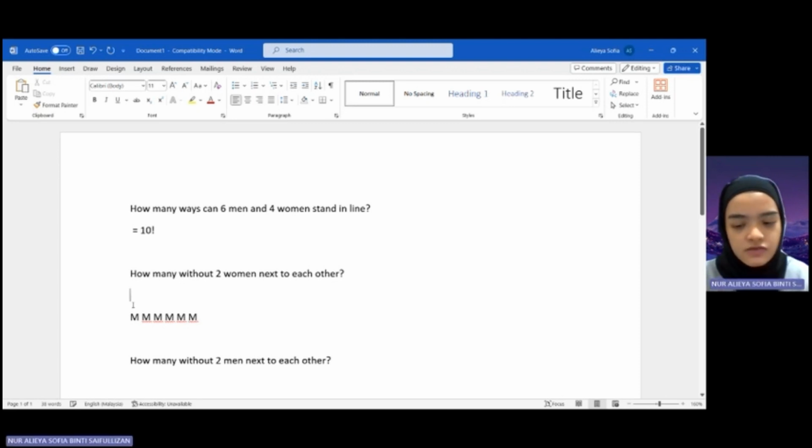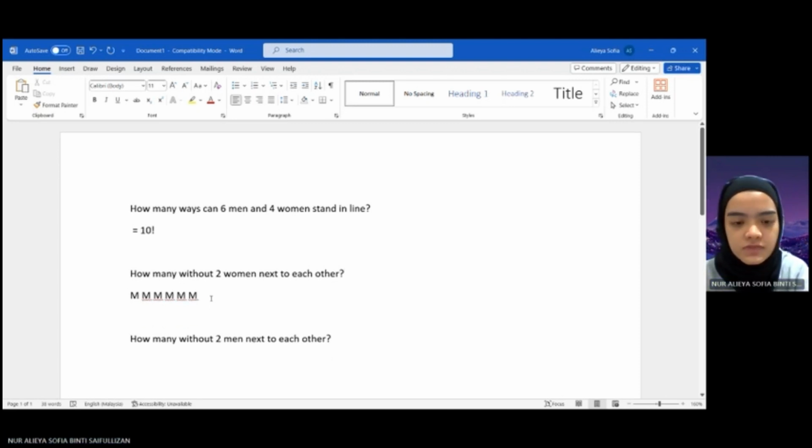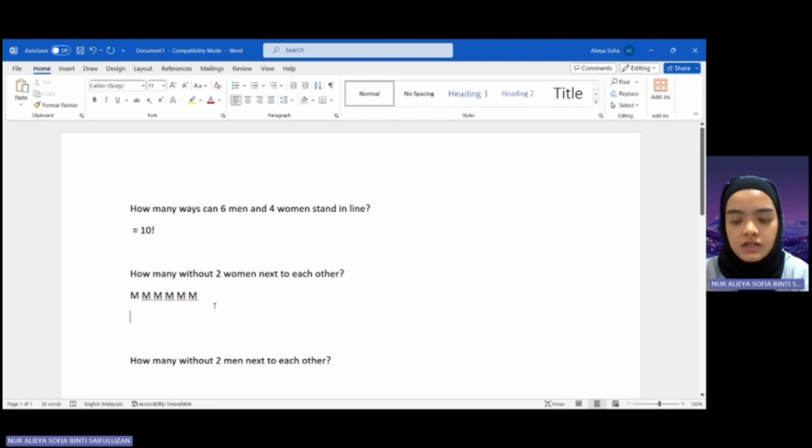This one is an example only. The answer will be 6 factorial. And we don't want two women next to each other, so we have to pick the spots where the women can be. It can be to the left of each man. So the woman will be to the left of each man.